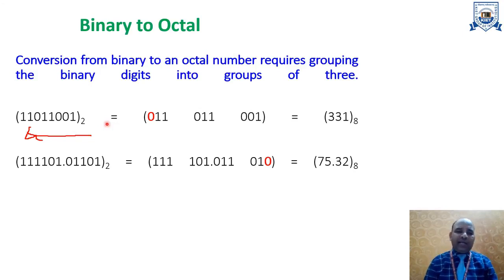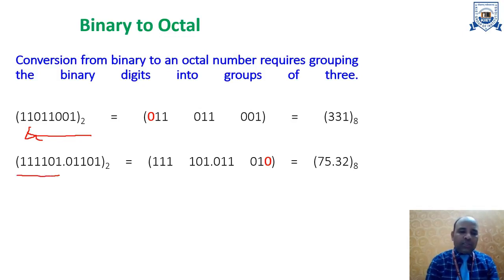Now further extending this conversion from binary to octal, let us take another example which also has a fractional part. We are trying to convert 111101.01101 in base 2 to the octal number system. Now again we will apply the similar approach for the integer part.